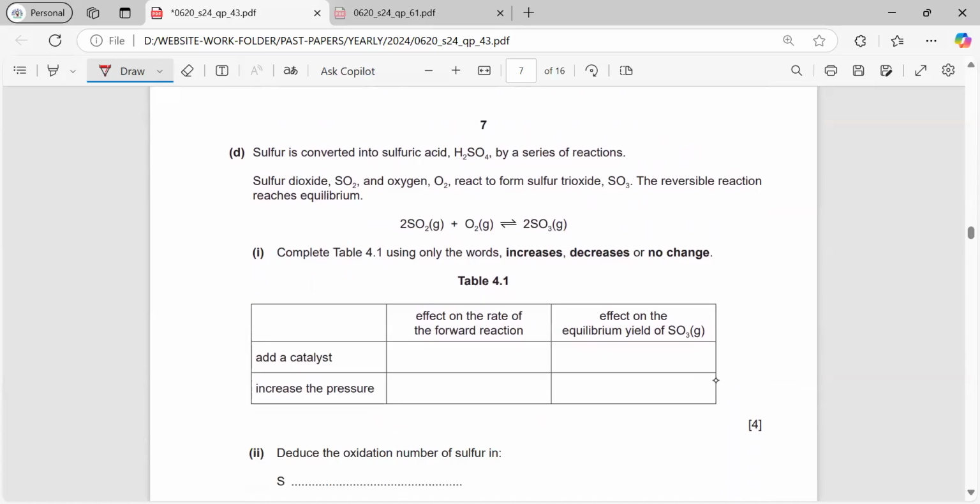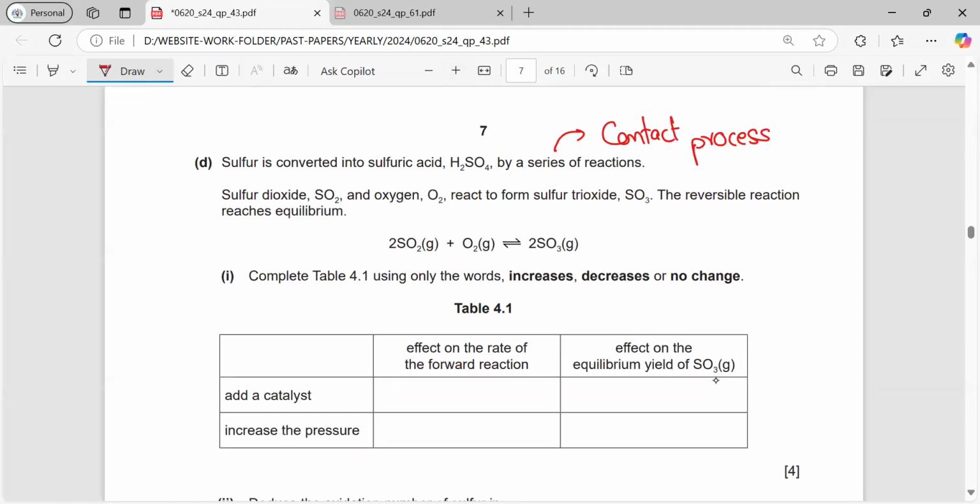Sulfur is converted to sulfuric acid by a series of reactions. Yes, this is known as the contact process. When sulfuric acid is prepared, sulfur dioxide and oxygen react to form sulfur trioxide in a reversible reaction. This is the equation. Complete the table using the words increase, decrease, or no change.